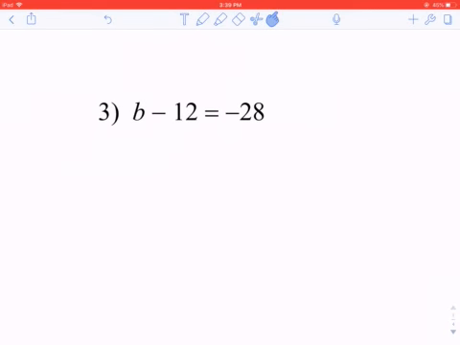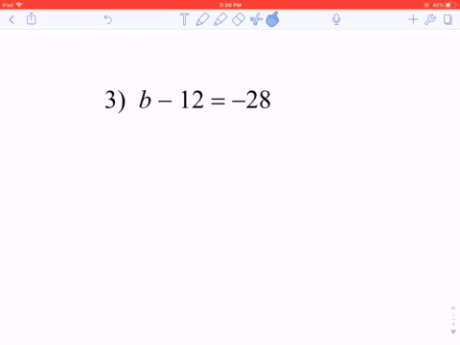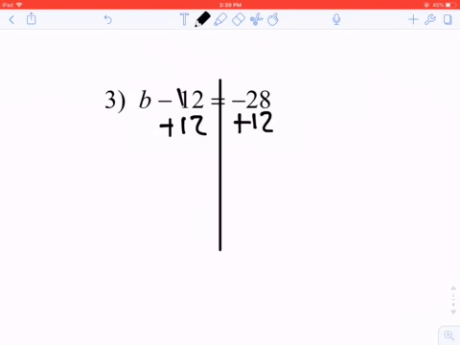Number 3, we have b minus 12 is equal to negative 28. b is being subtracted by 12, and to get rid of a 12 that is subtracting, we are going to add 12 to both sides.